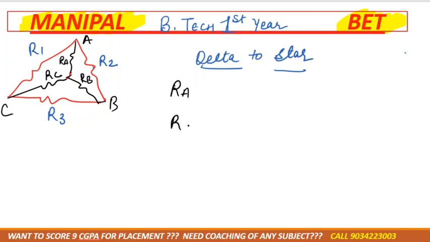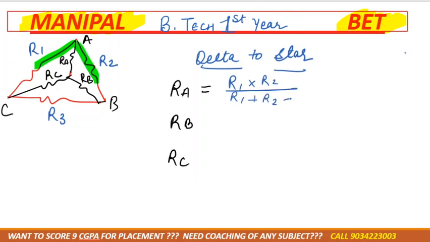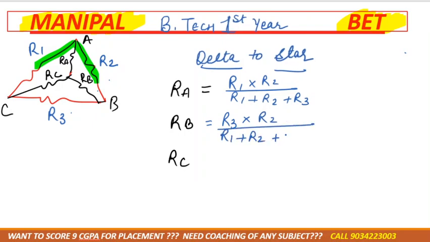Means RA, RB, RC, correct. Now as you can see, RA is connected with R1 and R2, right? So its formula is R1 into R2 divided by R1 plus R2 plus R3. Got it? Similarly, RB is connected with R3 and R2, so it would be R3 into R2 divided by R1 plus R2 plus R3.